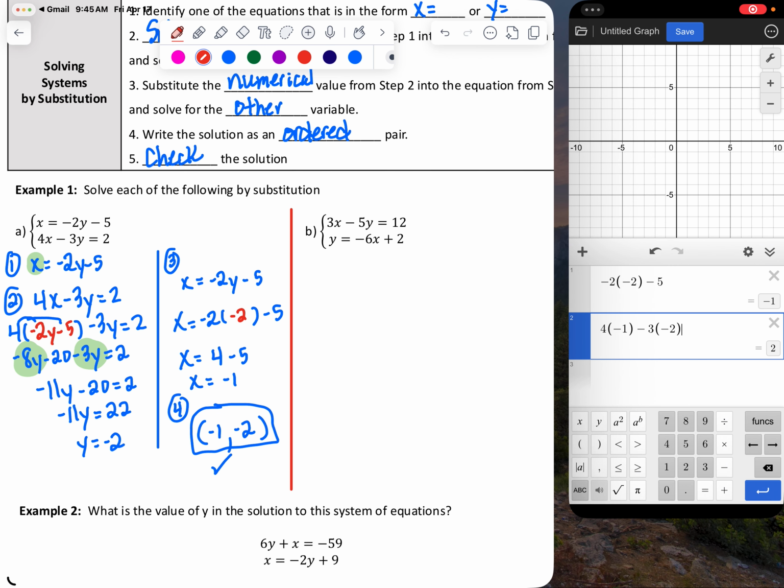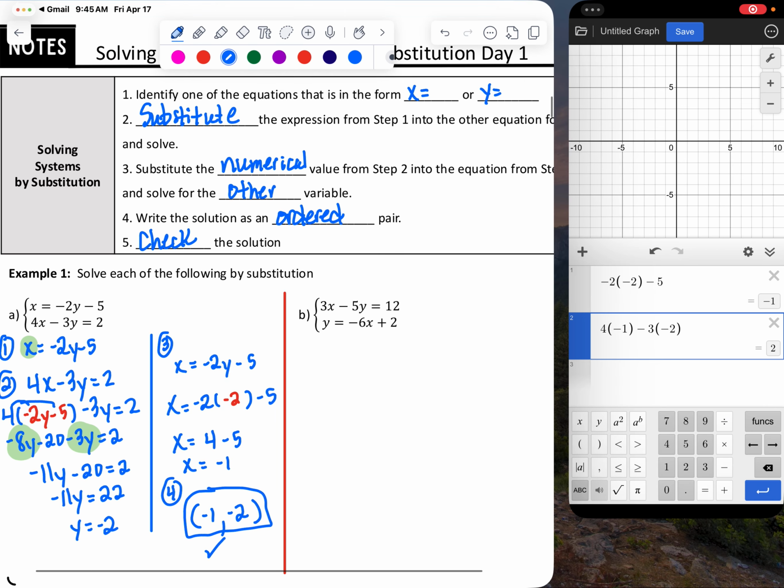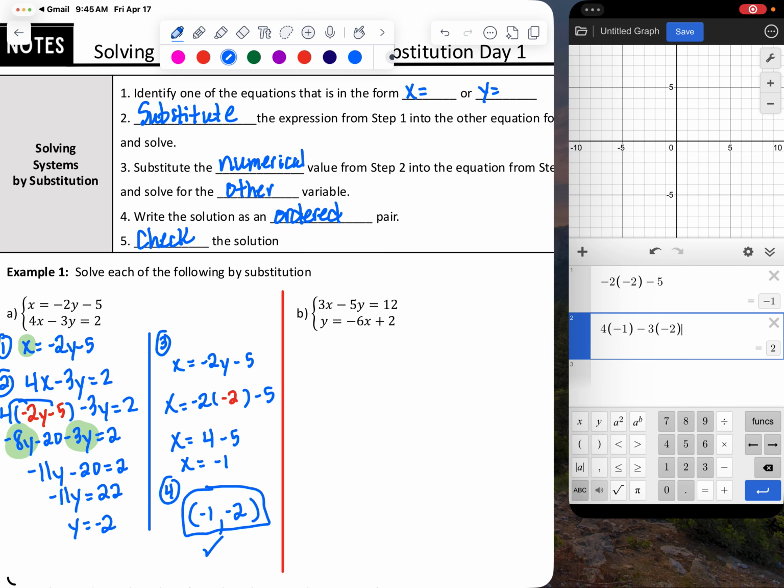Now I'm going to show you the steps again in problem B. So let me start with step 1 again. Identify one of the equations that's in the form x equals or y equals. So in this problem, it's our second equation. It's in y equals form. So I write that down. So this is my original equation. Okay. Now in step 2, you substitute this expression into the other equation. So the other equation is 3x minus 5y equals 12. I'm just going to write it down first.